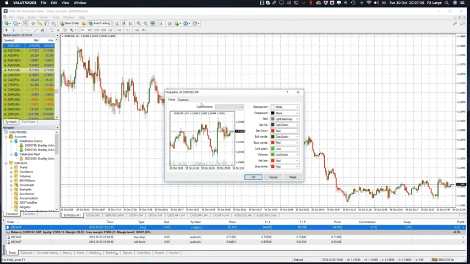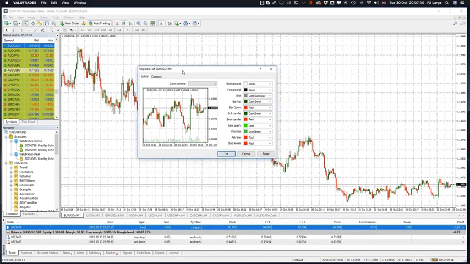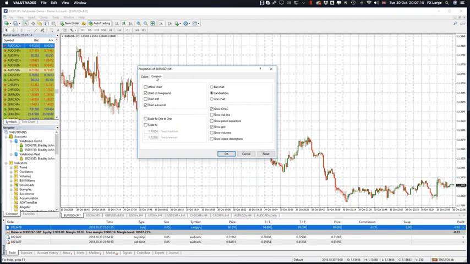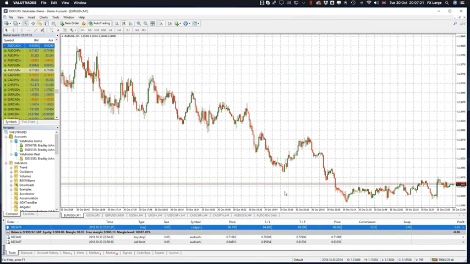Remember we went through earlier and set up the colors of the chart. If you right click and go to properties and common, show ask line. Okay, now you can see two lines. One is the bid line, one is the ask line.